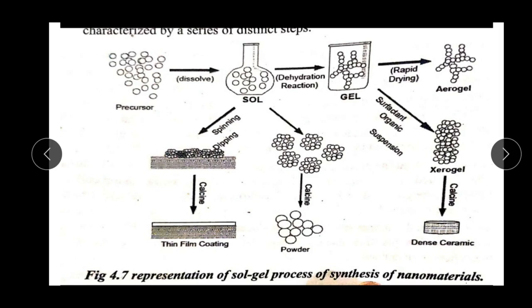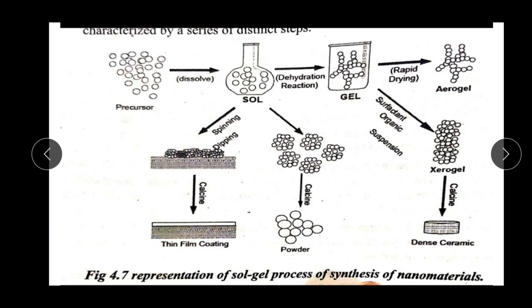The reactions involved in sol-gel chemistry are based on the hydrolysis and condensation of the metals involved in the metal oxides. The sol-gel method of synthesizing nanoparticles is very popular amongst all chemical processes and is widely employed to prepare oxide materials. The sol-gel process can be characterized by a series of distinct steps, as you can see in the image.